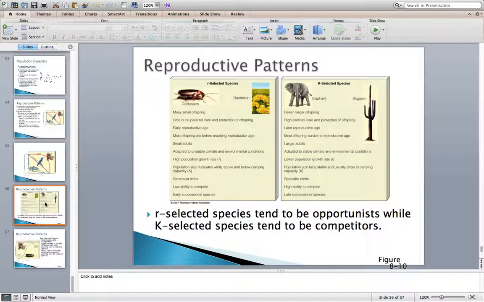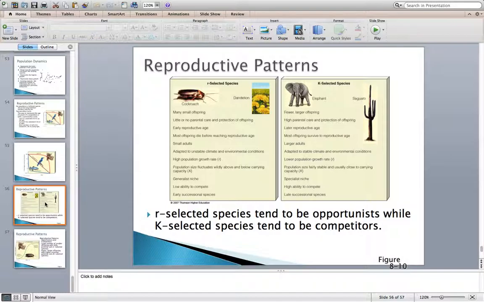R-selected species are small insects, such as cockroaches. They can be pretty sensitive plants like dandelions. These R-selected species produce many, many offspring. They're usually pioneer species or in early succession. They come to maturity to reproduce early. They're capable of withstanding environmental changing conditions. They fluctuate wildly above and below carrying capacity. Adults are typically small in size, and they have little to no parental care for their offspring. They're typically generalists, and they have a low ability to compete.